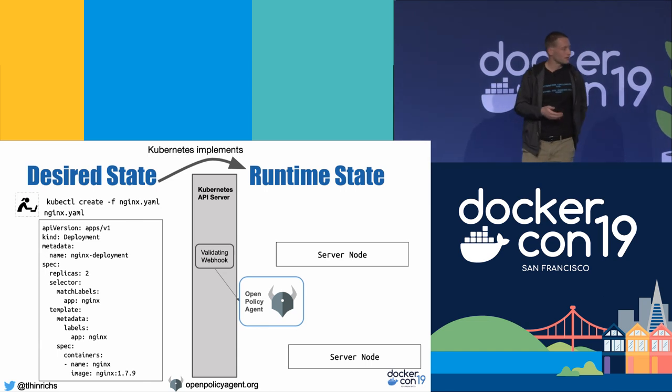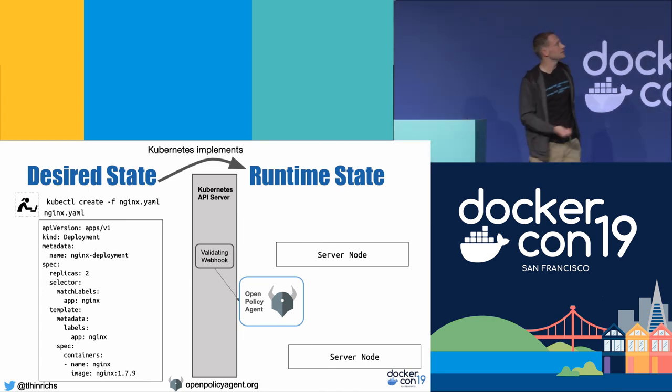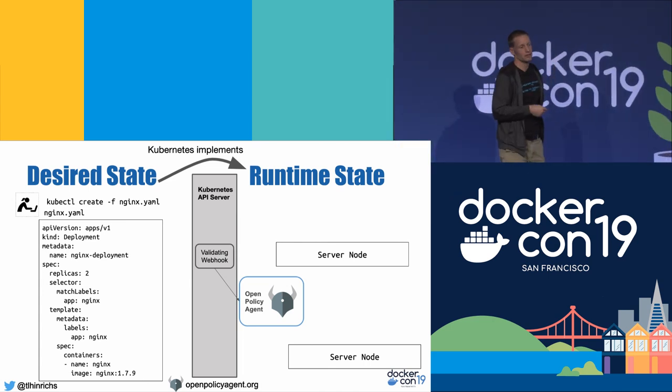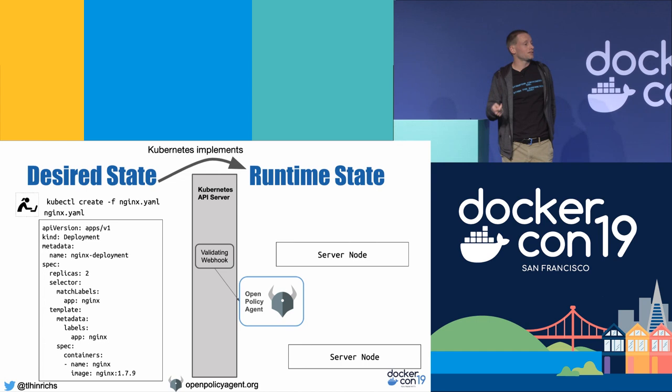We set up OPA as a validating admission controller, which means that on every create, update, and delete, you end up giving OPA that entire chunk of YAML, and then OPA will make a decision as to whether or not this YAML is safe to go into Kubernetes proper. OPA makes a decision as to whether this chunk of YAML is safe for Kubernetes to treat as proper desired state.